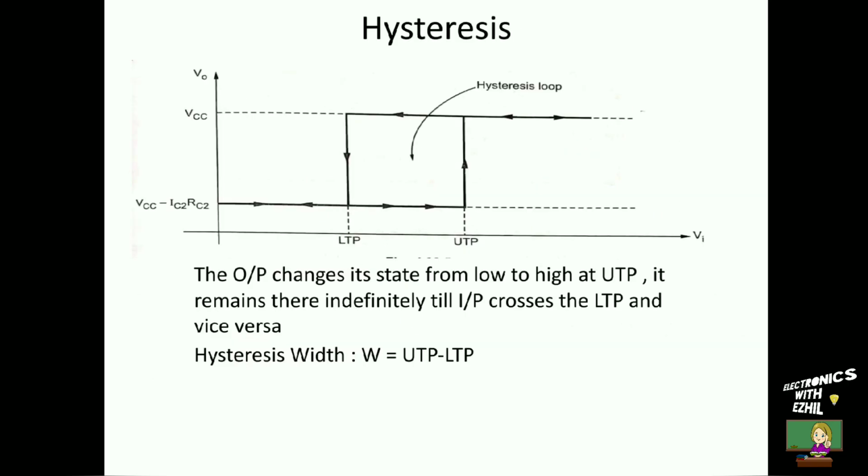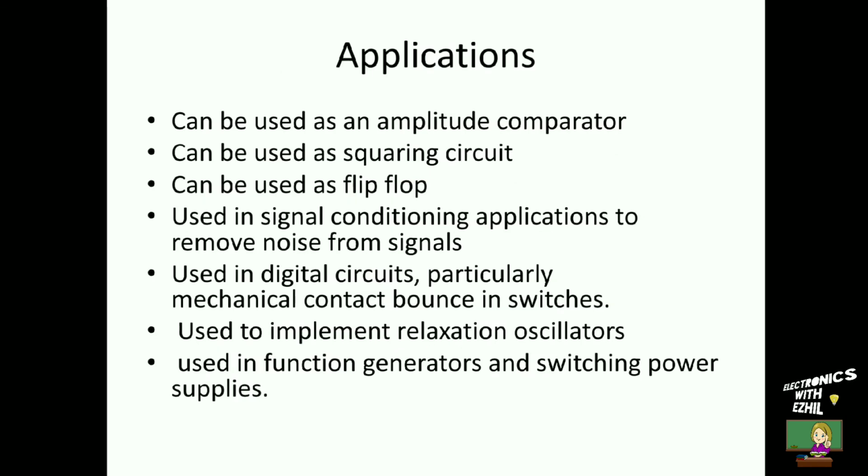The transfer characteristics of this Schmitt trigger is drawn between the input voltage and output voltage. Here we could see the output changes its state from low to high at UTP and it remains in this state indefinitely until the input reaches the LTP, and vice versa. This characteristic of the Schmitt trigger is called hysteresis. It is also called dead band or dead zone as there is no change in output though the input changes. The loop of this characteristic is called the hysteresis loop. The difference between the UTP and LTP is called hysteresis width.